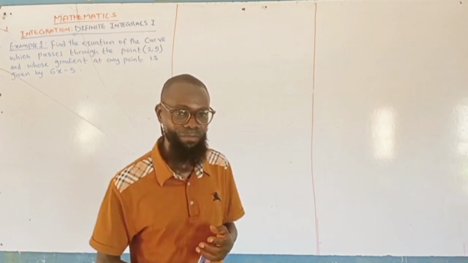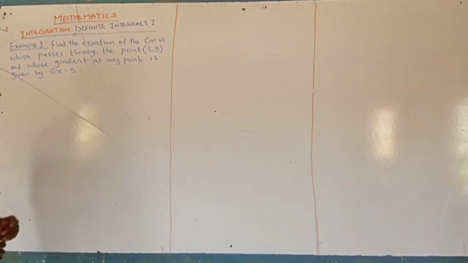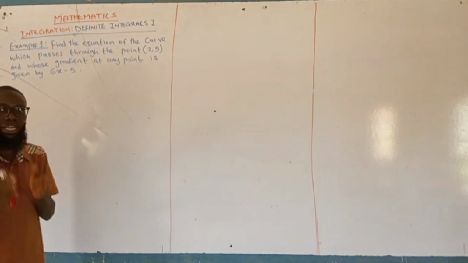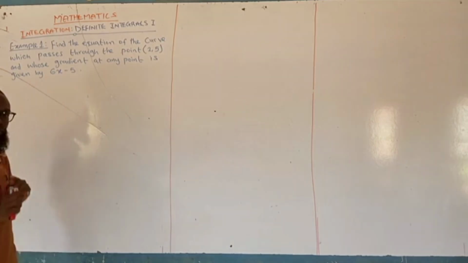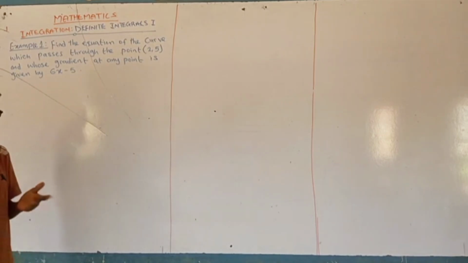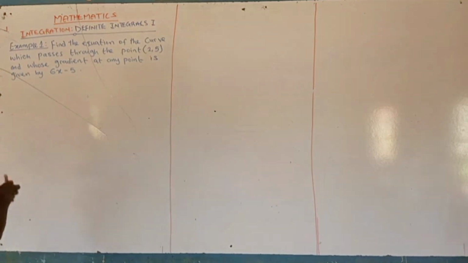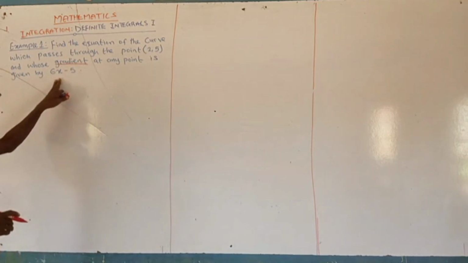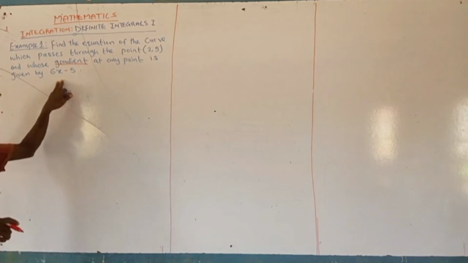So, let's dive in. Example 1. Find the equation of a curve which passes through the point (2, 5) and whose gradient at any point is given by 6x minus 5. If you can recall in my differentiation classes, I like us to realize that differentiation can also be called gradient or slope, that is dy/dx. Since gradient is being mentioned here, it means that this 6x minus 5 is a differential equation.